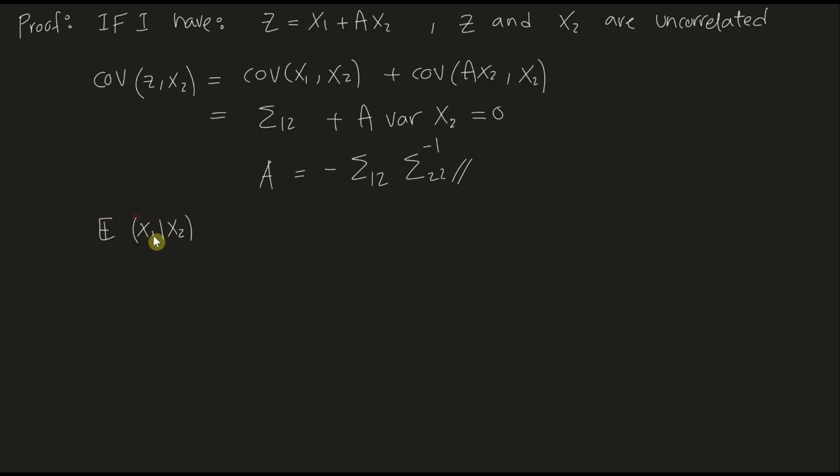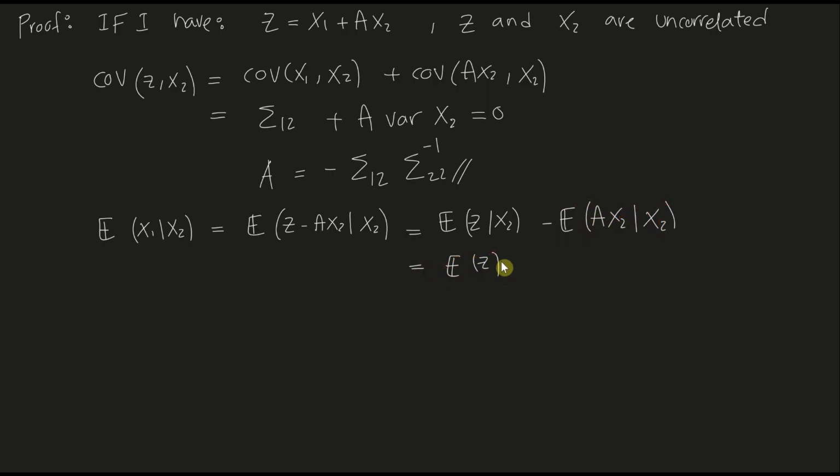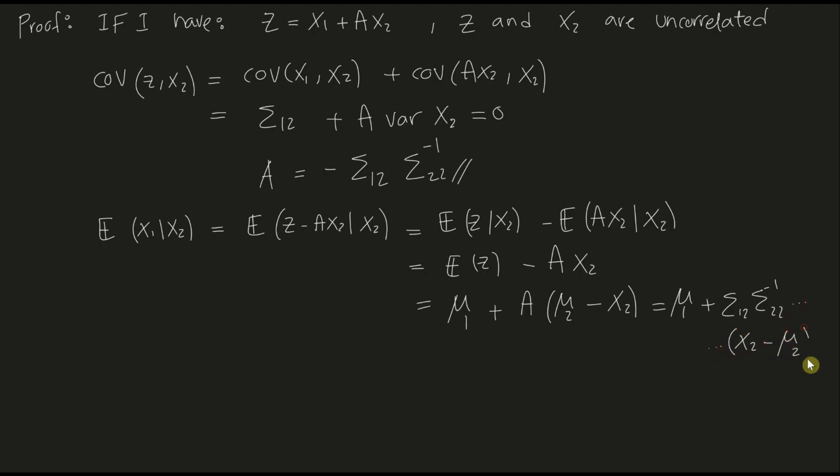And the second part is I need to do the following expected value, where I have z minus a x2 given x2. And I can simply expand this. So this is simplified because now we know what the expected value of z is, and this can be written as follows: mu1 plus sigma 1,2 sigma 2,2 inverse, and so forth. And this is really a proof of that earlier relationship.